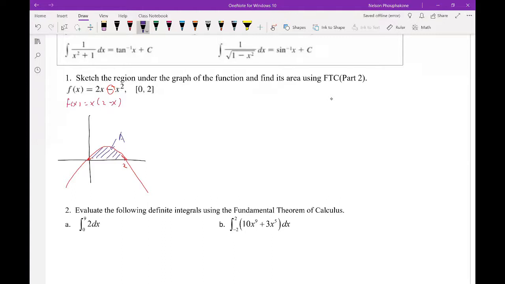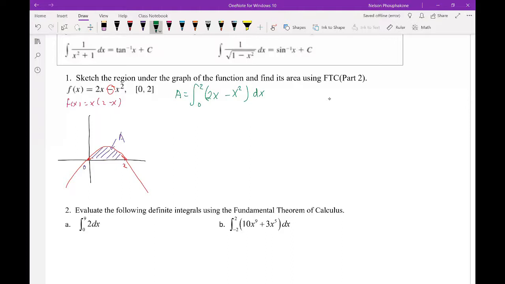Let us try to finish this problem now. How do I set it up? In this case, I will have A equal to the integral between 0 and 2 of the integrand, which is 2x minus x squared, dx. So this is how we set it up.